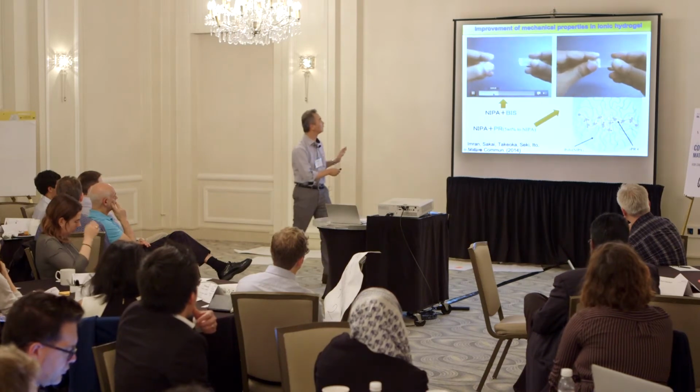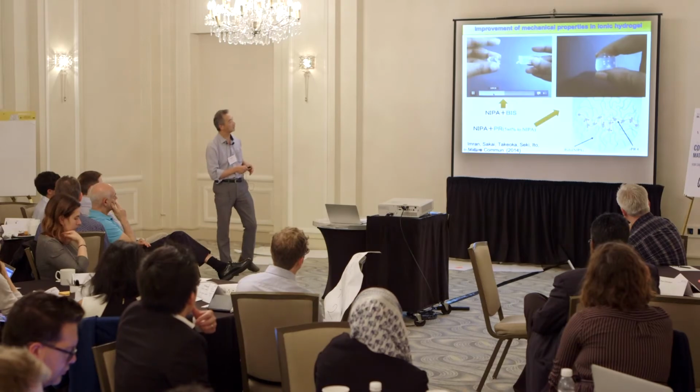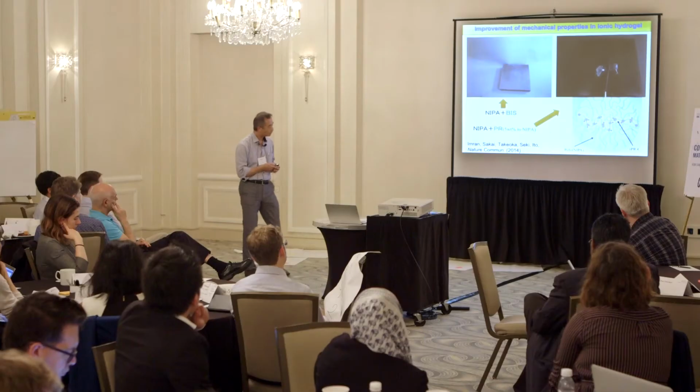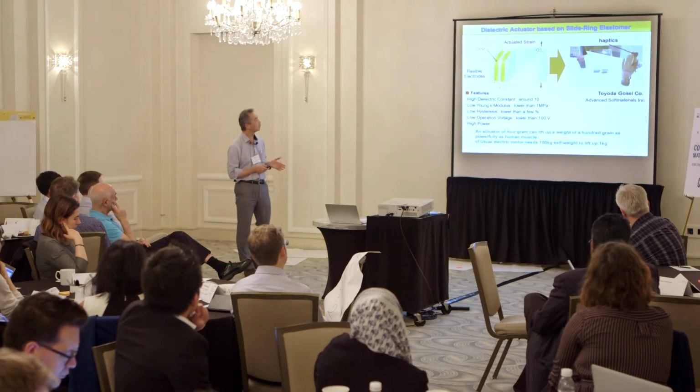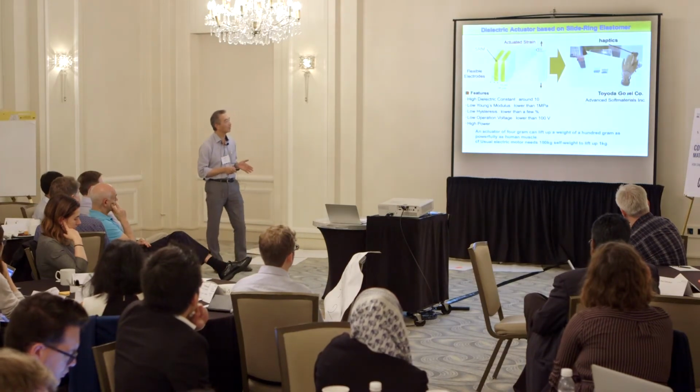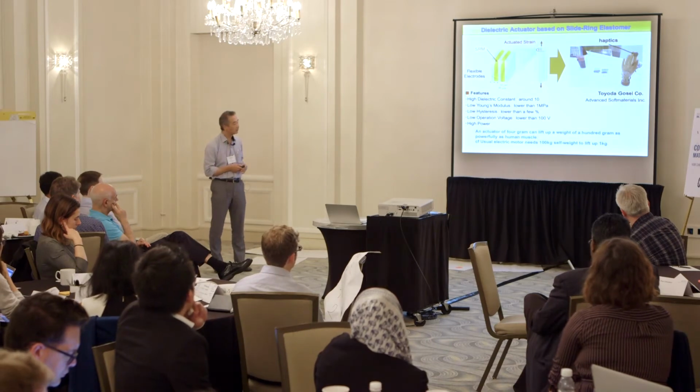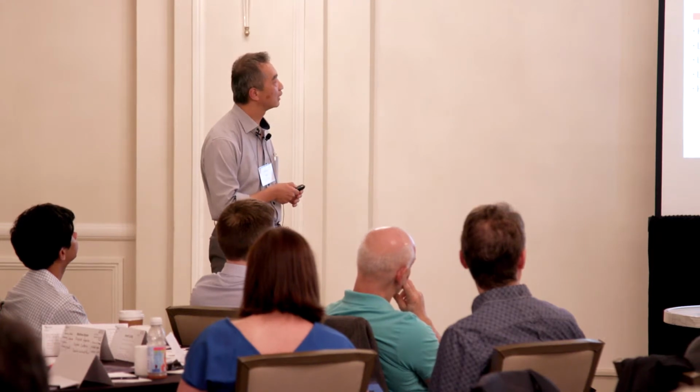So a usual gel is brittle like this. But when we add only 5 weight% of the polyrotaxane as a cross-linker, the mechanical property is changed drastically. You cannot cut this gel with a polyrotaxane with a cutter. And some company, Toyota Gosei, which is a group of Toyota Motor, has recently developed a dielectric actuator based on the sliding elastomer.